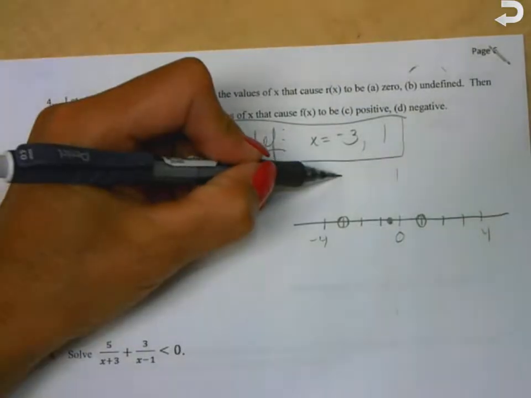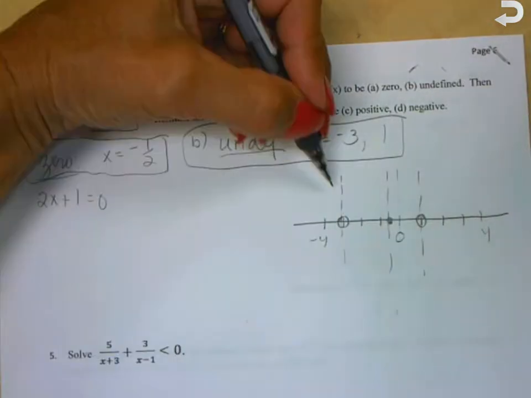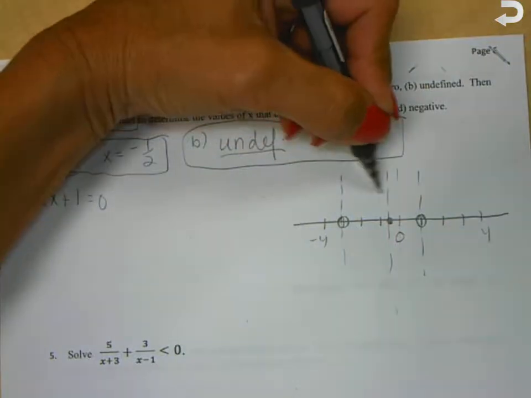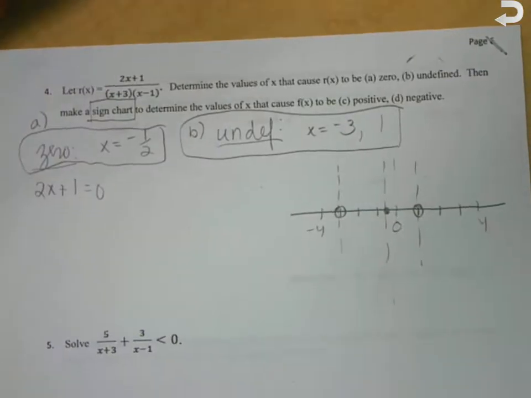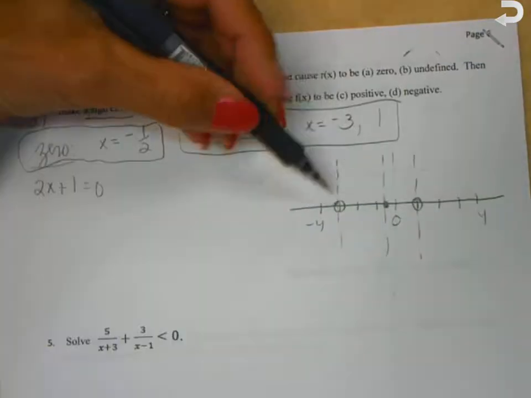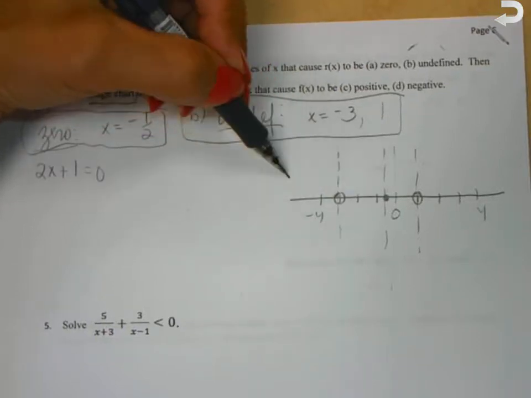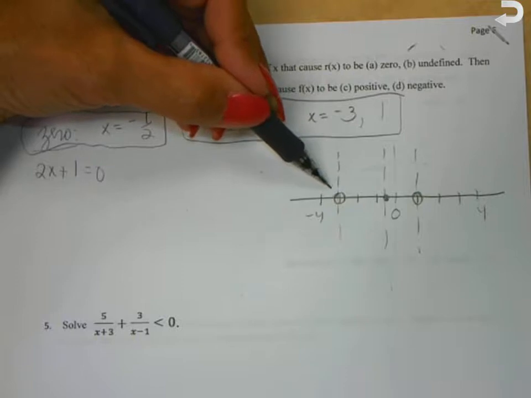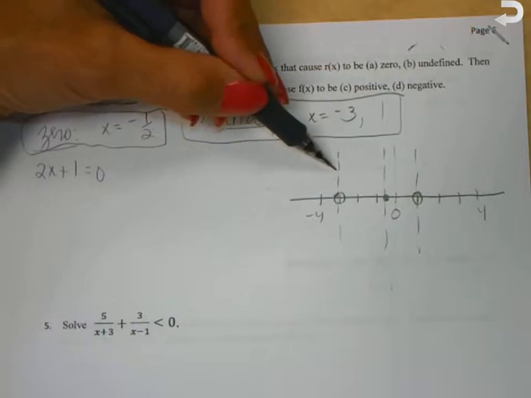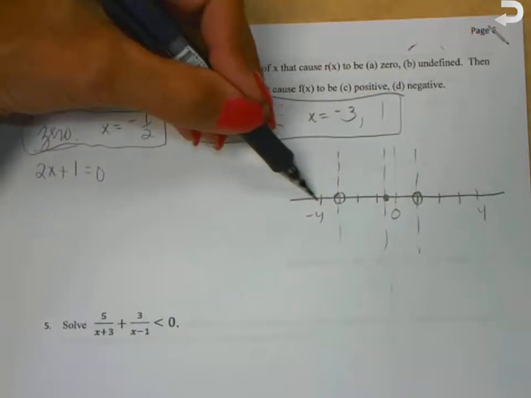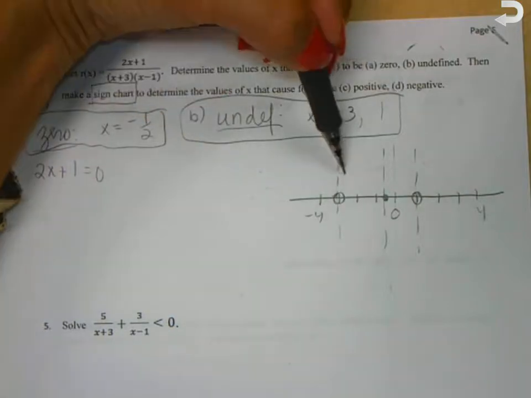Now these zeros and undefined values actually split our graph up into some zones. Between these two values, we have a zone, another zone, and another zone. And what's significant about those zones is every single input into the r of x function that is less than negative 3 will be the same sign. All the values when I input anything less than negative 3 will either all be positive y-coordinates, or they'll always be negative y-coordinates, because we don't have any more zeros located less than negative 3.